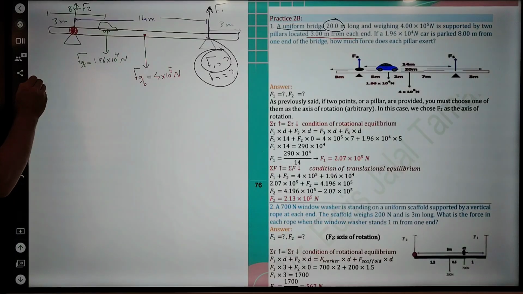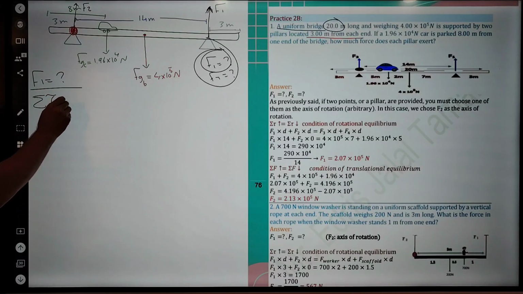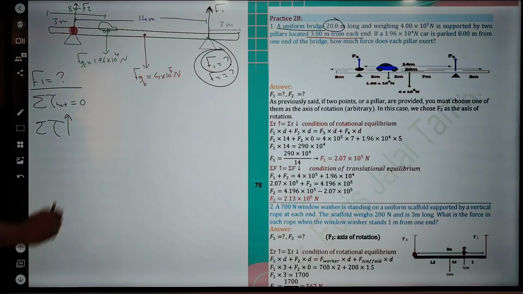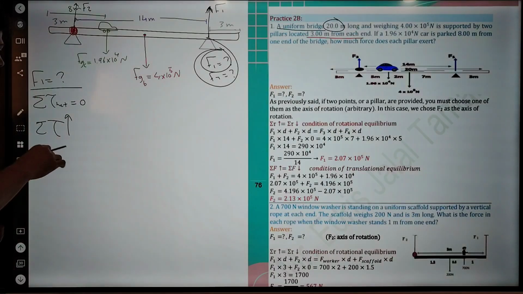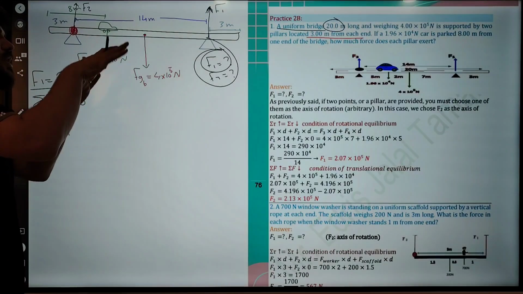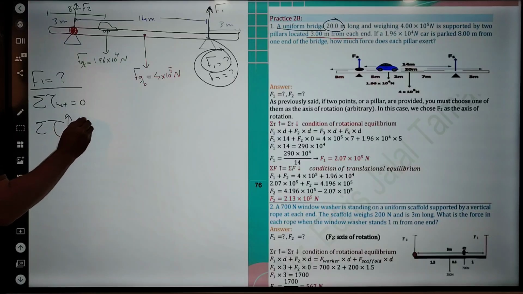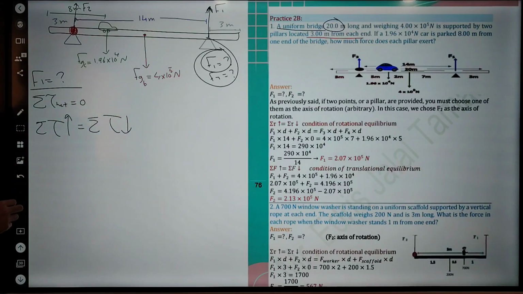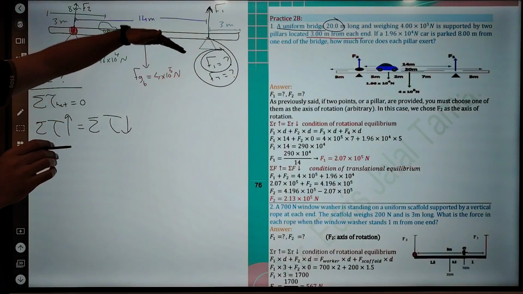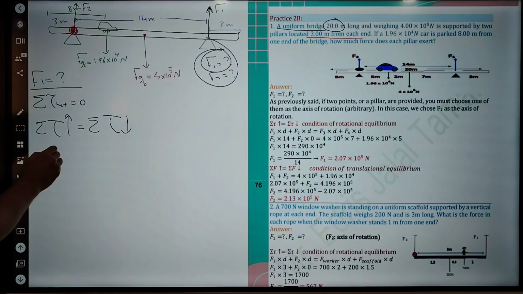Okay? To find F1, we have to use rotational equilibrium, which is net torque equal to 0. It means that, because the axis of rotation is located at one end, we have to equalize all upward torque to all downward torque. Okay? How many torques do we have that are acting upward? F1, F2.